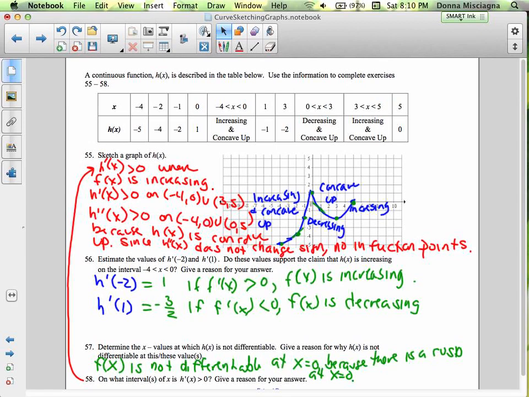So there's our graph. And then 56, estimate the values of h prime of -2, h prime of 1. Do these values support the claim that h of x is increasing on the interval -4 to 0? Give a reason for your answer. Right, so h prime of -2 is, now, how did I get these values? I estimated. All right, so these are estimating based on the graph.